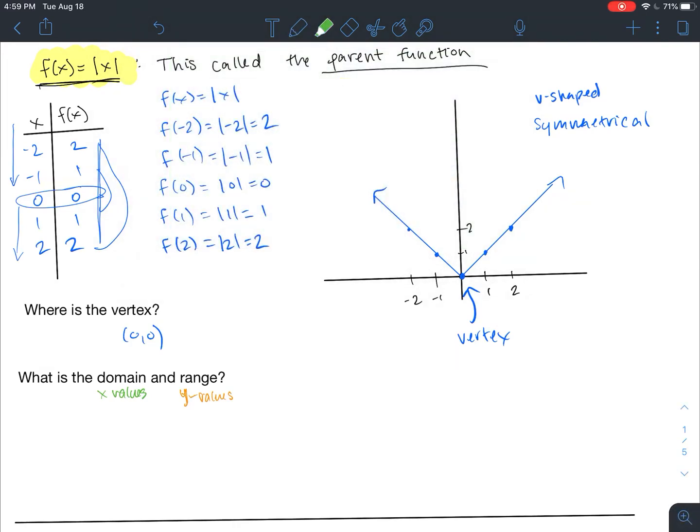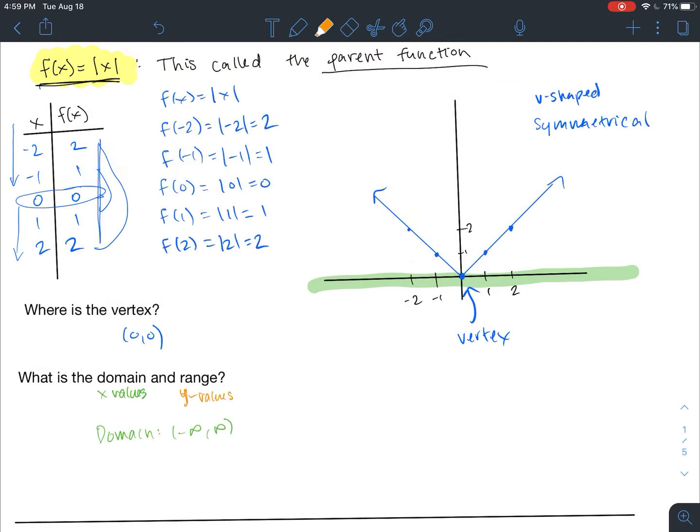So our x values right here, where does our graph exist? For what x values does our graph cover? Well, this graph is going all the way that way and will go all the way that way to infinity and negative infinity. So our domain covers negative infinity to infinity.